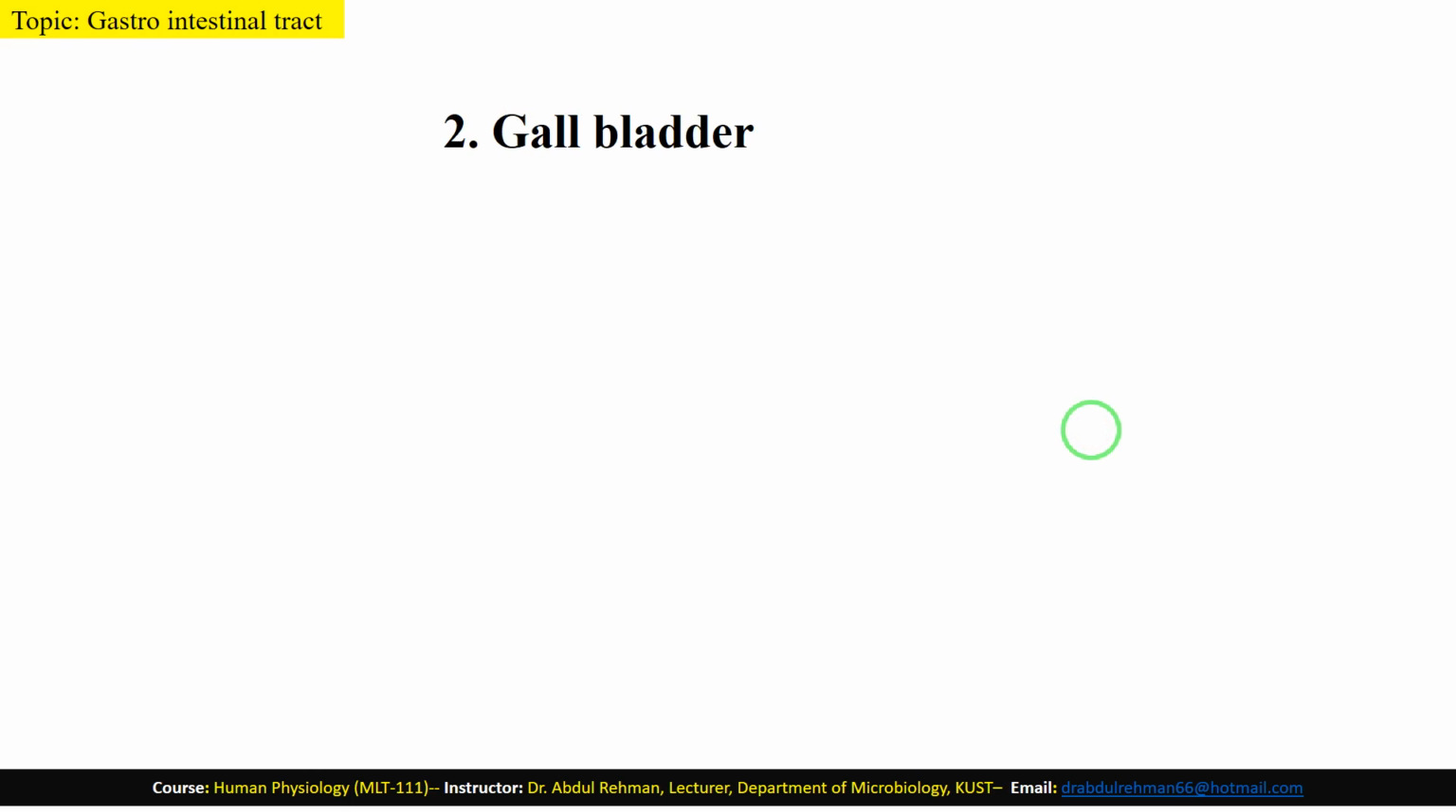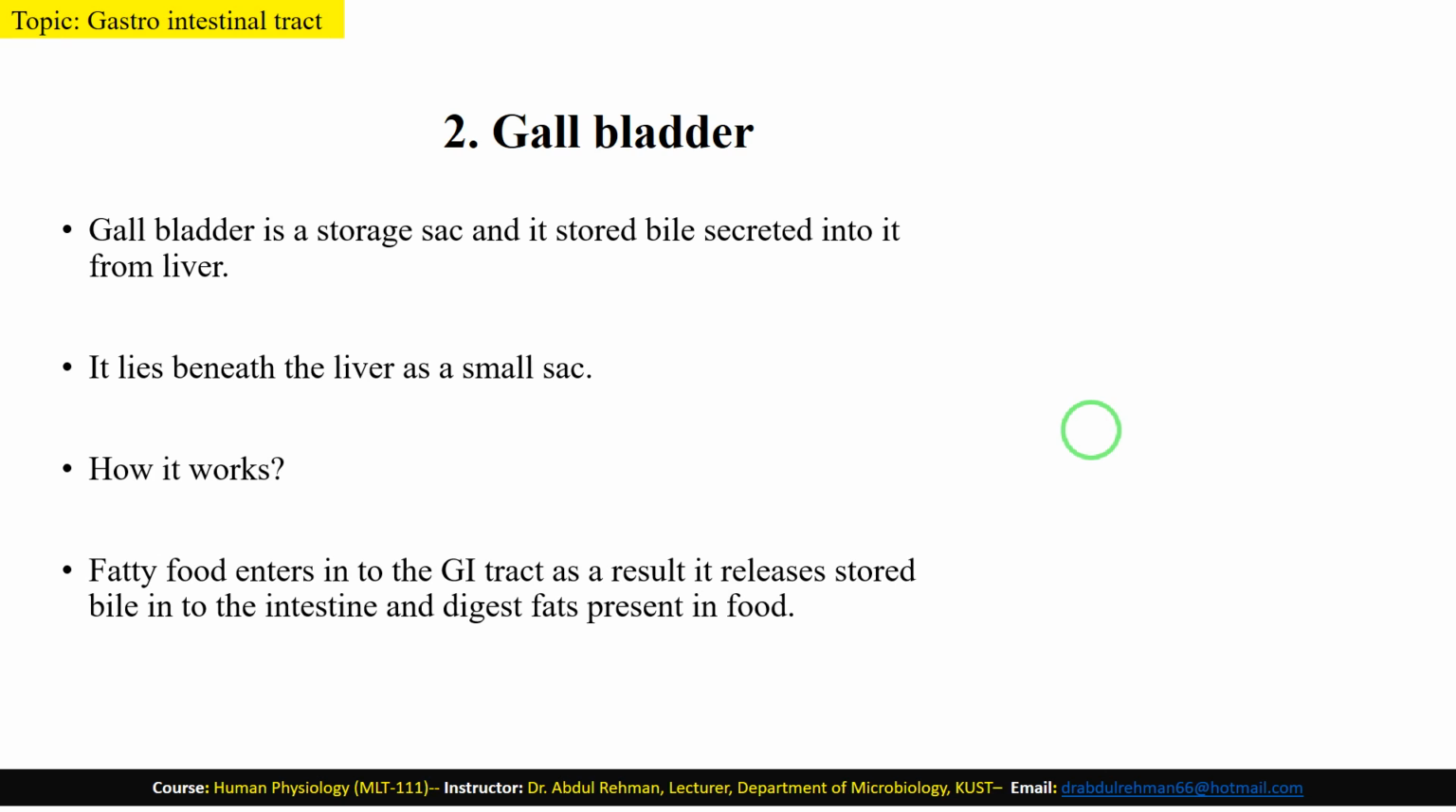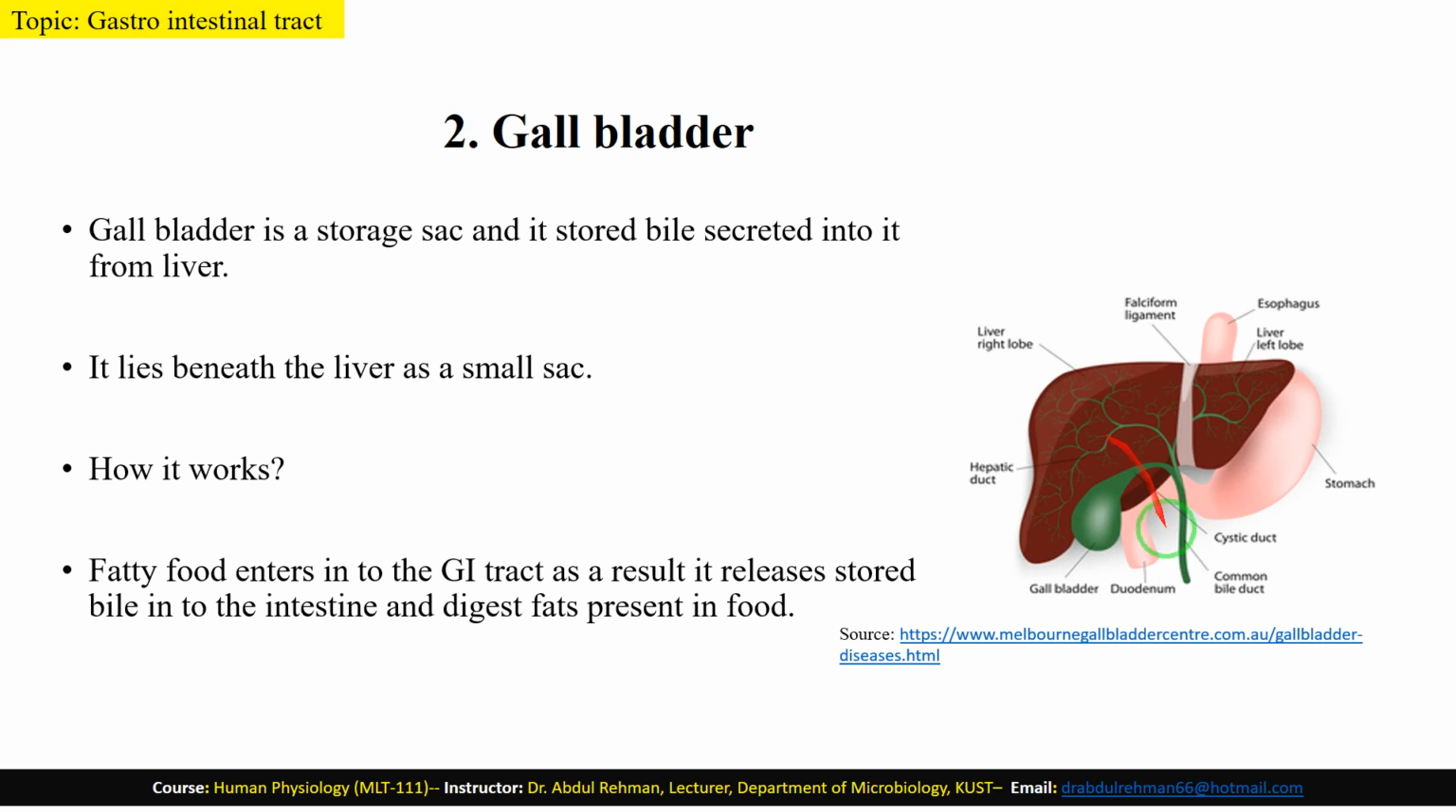The next is the gallbladder. As you know, the gallbladder is a small sac that lies beneath the liver, and it is used to store bile secreted by the liver. How it works: whenever there is a high concentration of fat within the food contents, the gallbladder releases the stored bile into the small intestine, where it digests the fat present in the food. Here you can see this small pouch-like organ lying just beneath the liver.